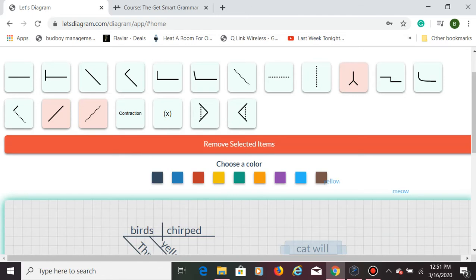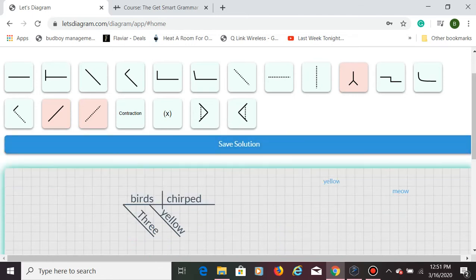Let's try that one more time. Sorry about that, you guys. I have to get used to my software.